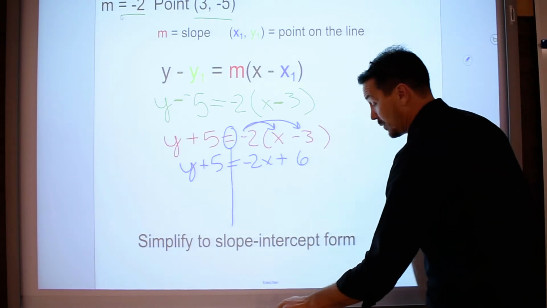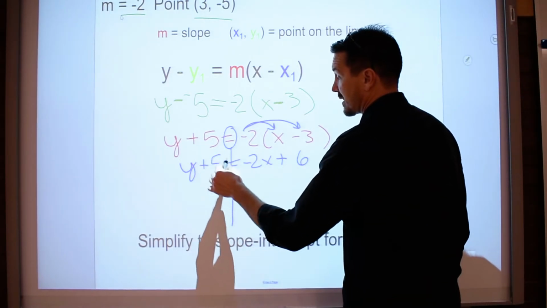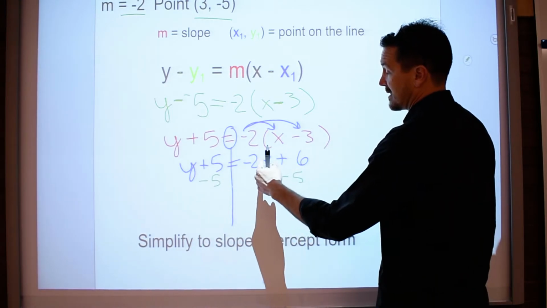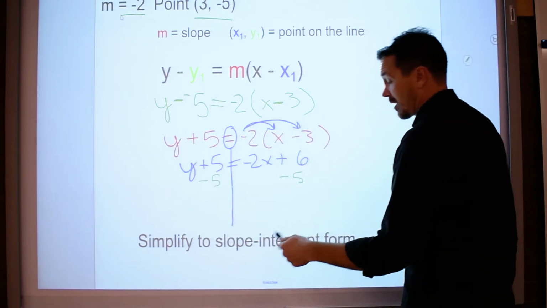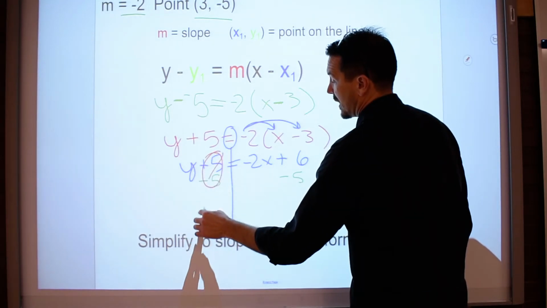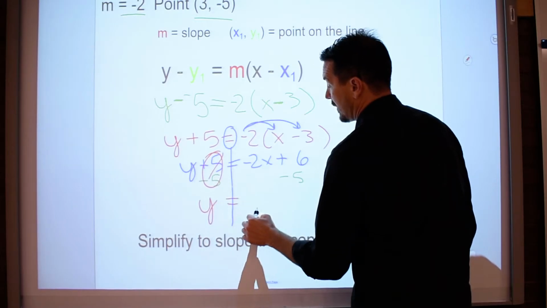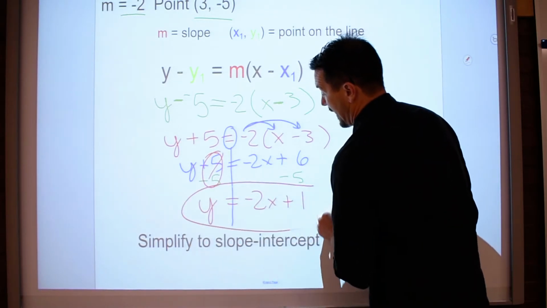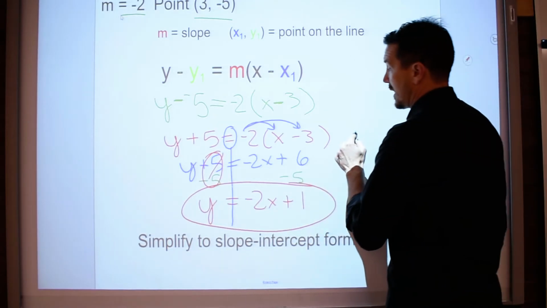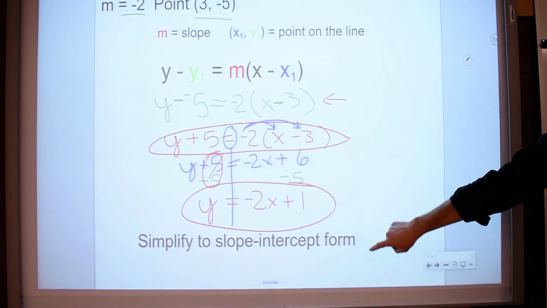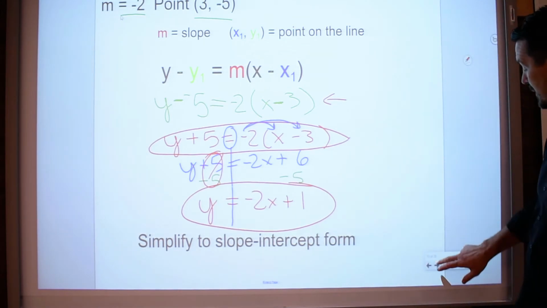But y is not alone. So I'm going to get rid of this constant by subtracting 5. And I'm going to subtract the 5 from the 6 because this isn't a like term, but numbers or constants are always like terms. So this is 0, and I get y equals -2x plus 1. And that's slope-intercept form. So here was point-slope form, or this one as well, and this is slope-intercept form. You need to be able to do both.